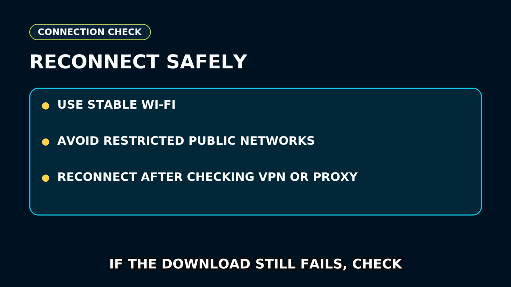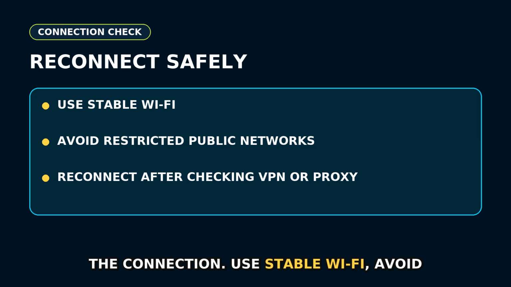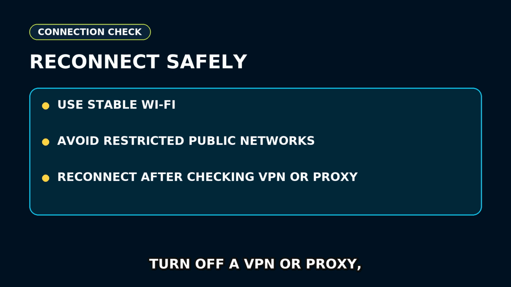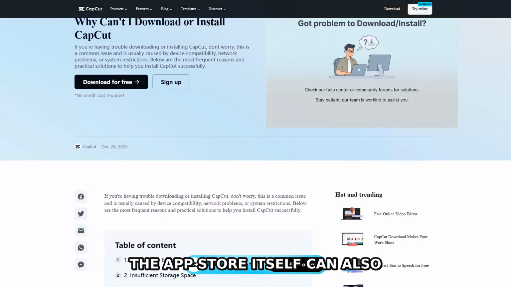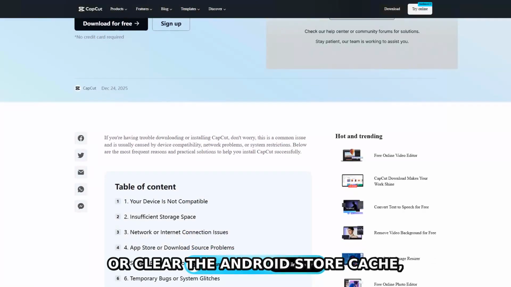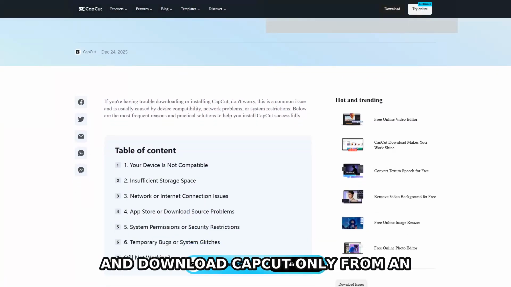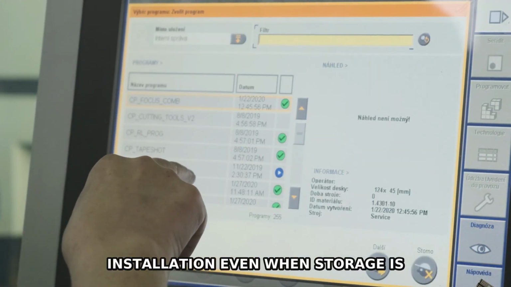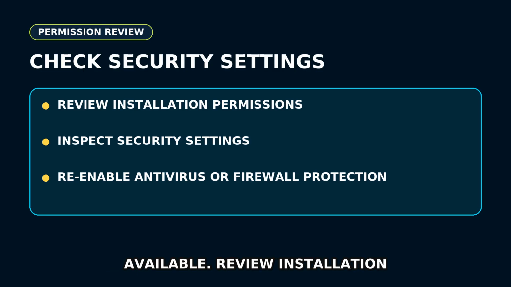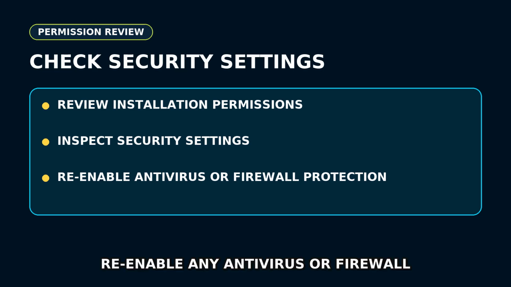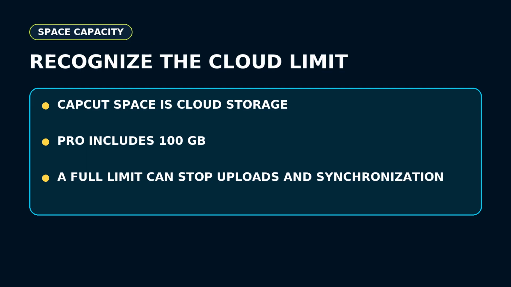If the download still fails, check the connection. Use stable Wi-Fi, avoid restricted public networks, temporarily turn off a VPN or proxy, and reconnect before trying again. The App Store itself can also be involved. Close and reopen the store, sign out and back in, or clear the Android Store cache and download CapCut only from an official source. System permissions may block installation even when storage is available. Review installation permissions and security settings, then re-enable any antivirus or firewall protection after a temporary check.